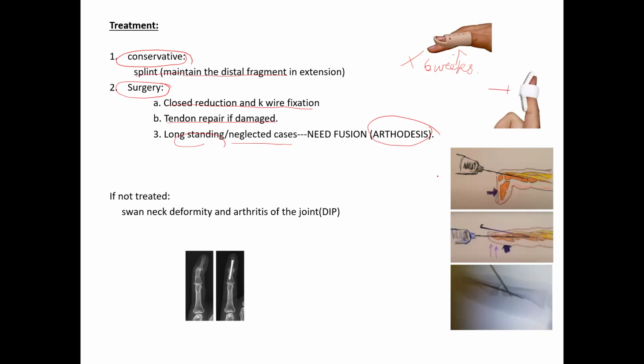Here you can see how we apply the K-wires. So first we need to stabilize the proximal fragment. By passing the K-wire, we are blocking the displacement of the proximal fragment, so it won't go into extension. This we are blocking. Then we extend the distal part, the distal fracture, try to bring it closer to it and fix it with the K-wire. So this is called extension blocking K-wires.